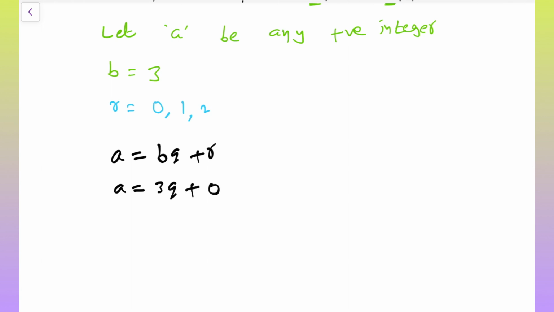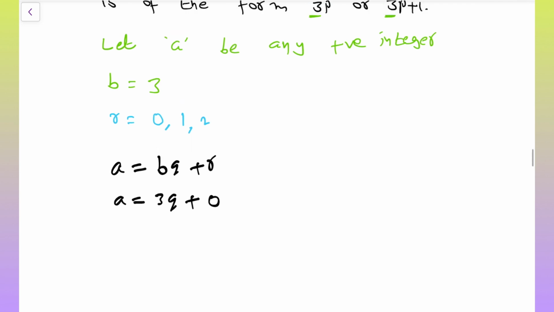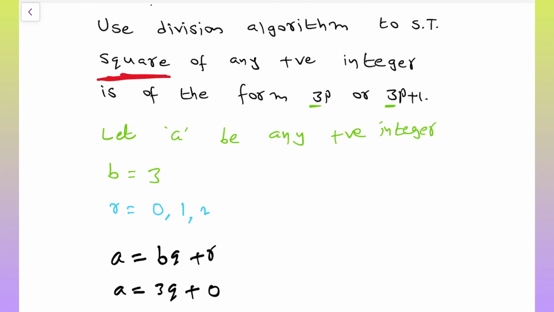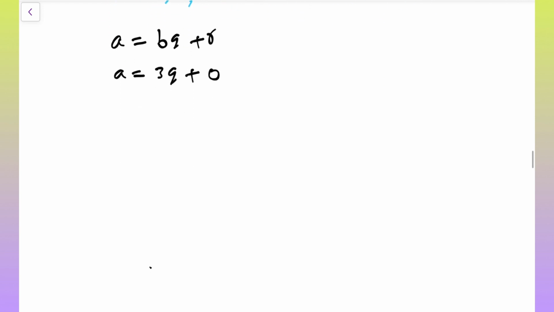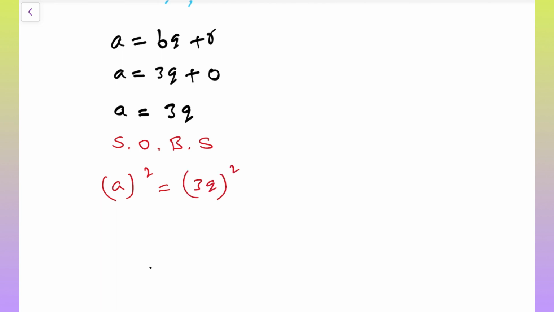Now in the previous question they asked only about odd and even or something like that, so we closed there. But in this question they are particularly asking about the square of the number, so we need to do squaring also. That is the reason I'll continue. a equals 3q plus 0, nothing but 3q. Now doing squaring on both sides, because in the question it is clearly mentioned the square of any positive integer. a square is equal to 3q whole square. So 3q whole square, 9q square.